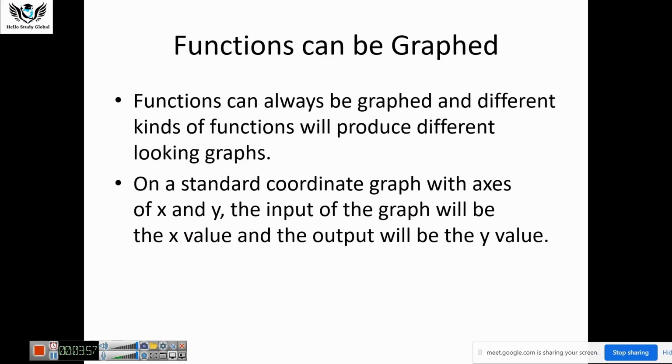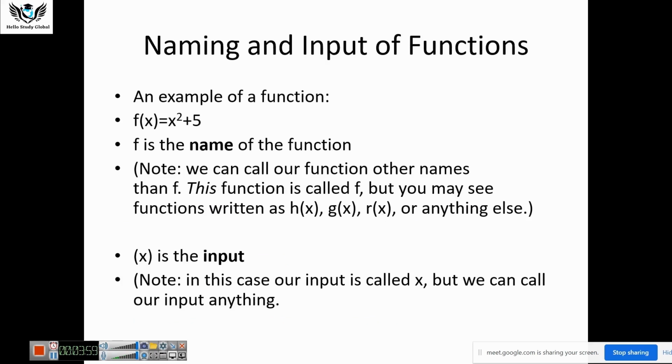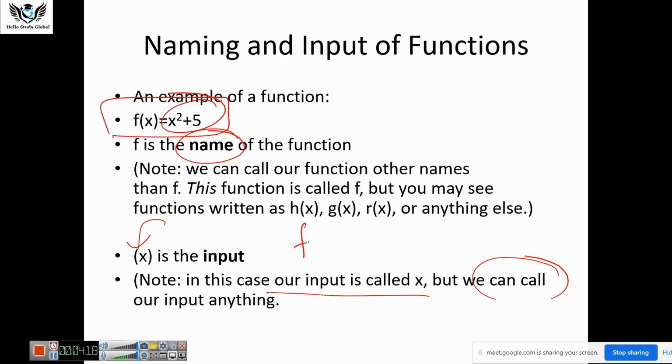So let's see the naming of functions. x squared plus 5 is a function in x, where x is the input. In this case, our input is called x. We can call anything the input. It could be a function in k also. So now this could be a function in k, f(k) equal to k squared minus 2. This is another function, right? Here the input is k.